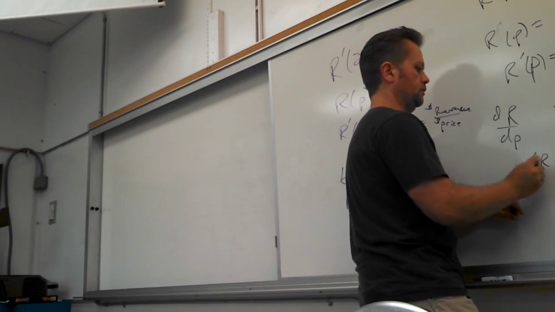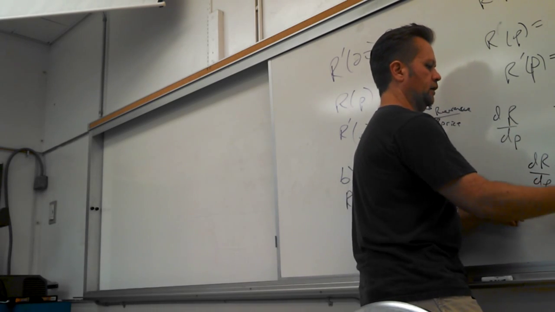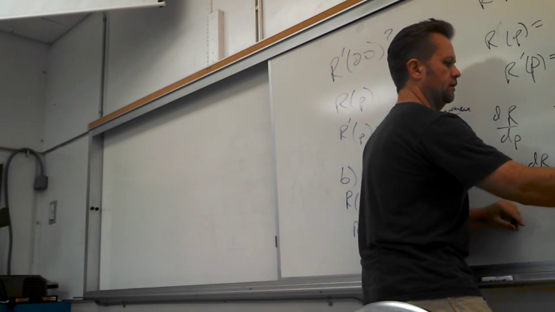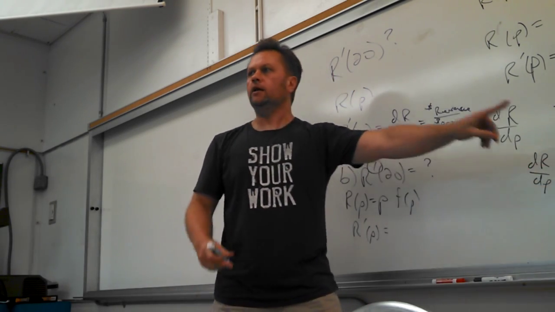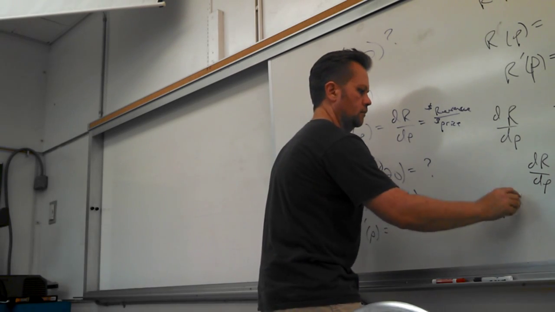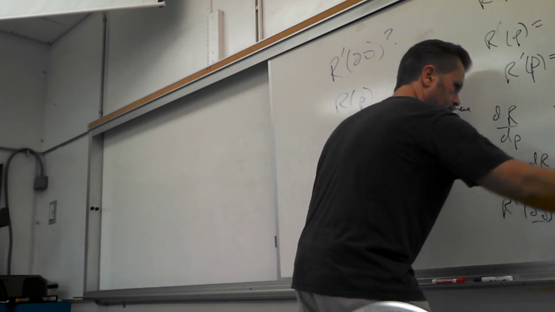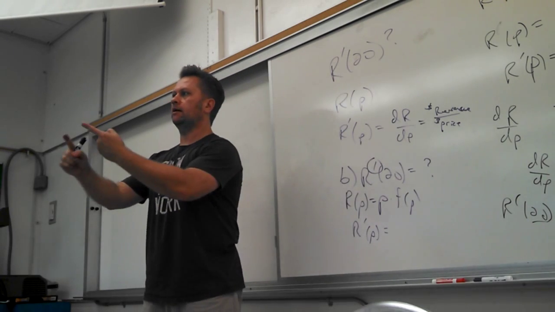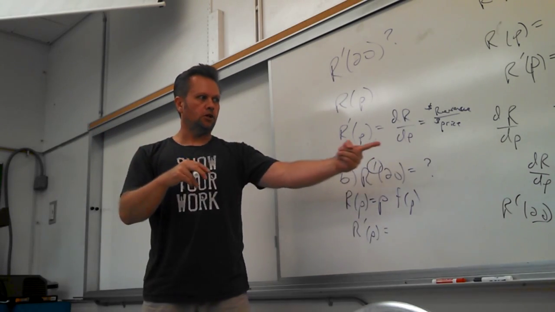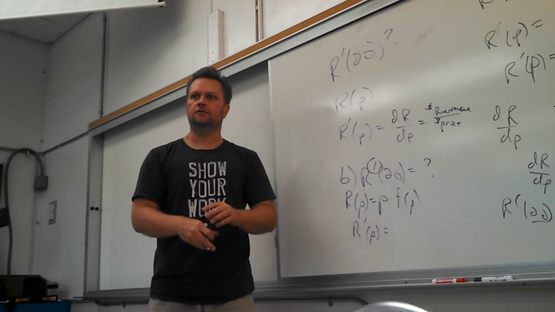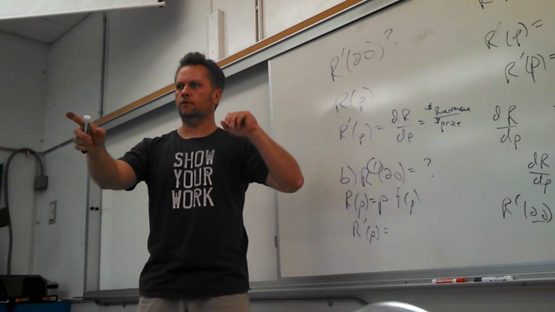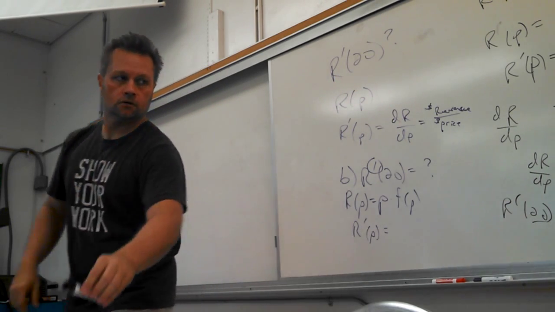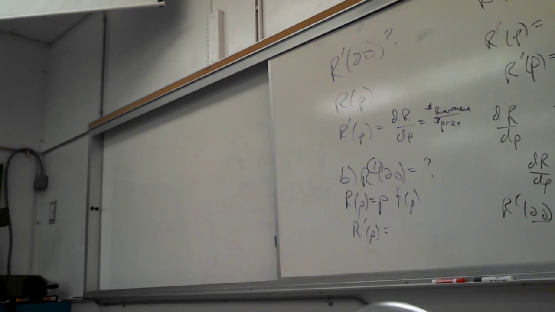And so then I get dr dp equals f of p plus p times f prime of p. And so what's r prime of 20? All you have to do is plug in 20. And you know f prime of 20, they told you what it was. You know f of 20, they told you what it was. You can just plug it in. Cool. Take a second and do it. Let's see if we all get the same answer.